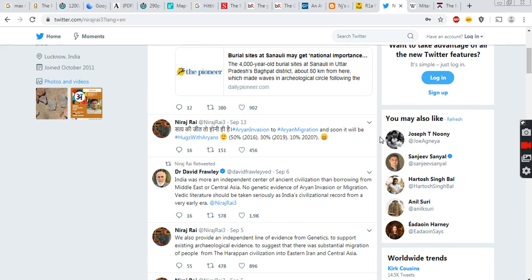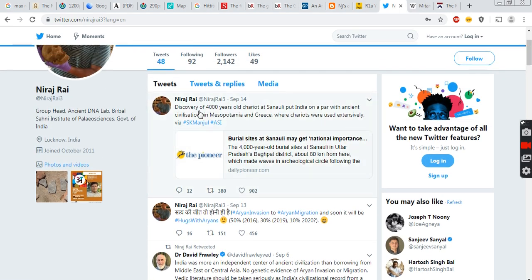He's also shared about this 4,000-year-old chariot at Sanauli, which puts India on par with Mesopotamia and Greece. One of the main arguments for the Aryan invasion theory was that these guys were bringing in horses and chariots, which were superior to the local culture that didn't know of these things, and so they conquered and ruled over them. This was one of the main arguments.